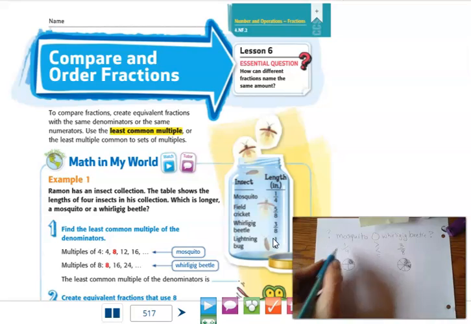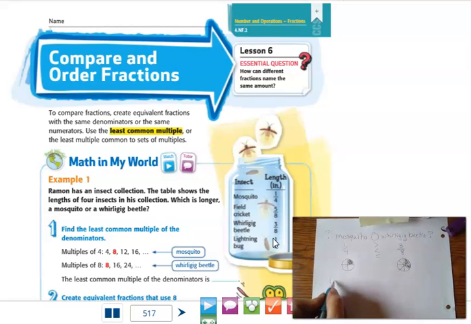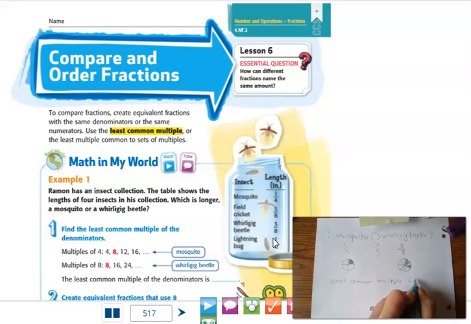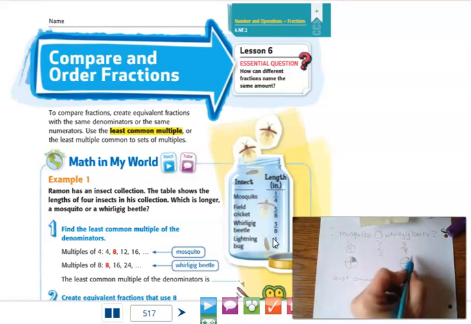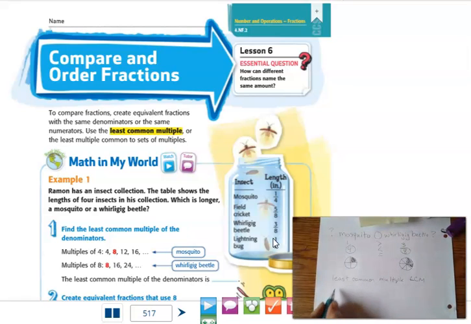Okay, so when I'm finding my least common multiple, it's also called the LCM. You'll hear that if you've got older brothers and sisters, and they'll be doing LCM, and that's of the denominator. So I'm going to use the 4 and the 8, and then I'm going to sing my multiples song, and that will give me all my multiples.